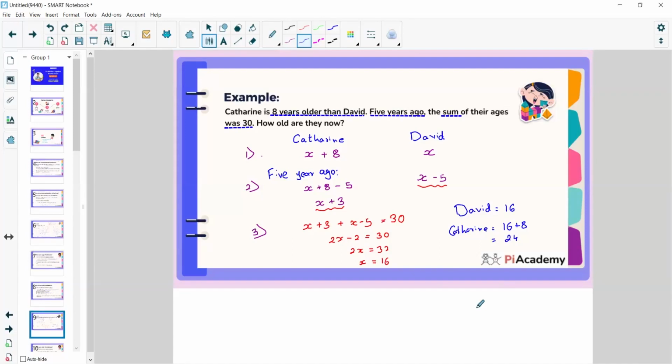Okay. So let me just give you a quick recap. First step is to write or assign variables. So we started by assigning David's age as X, Catherine was X plus 8. Write expressions now. 5 years ago, their ages were X plus 8 minus 5 and X minus 5. Then what is the info given in the question? Their sum 5 years ago, if you add up the ages, that is 30. So you write up the equation using this info and then just solve it for X.